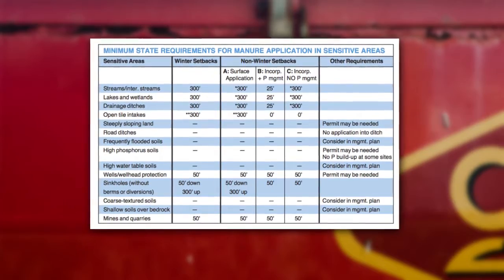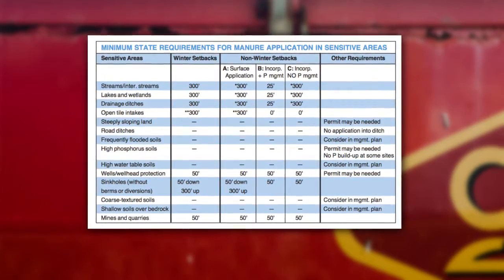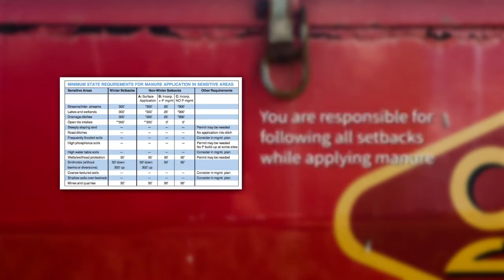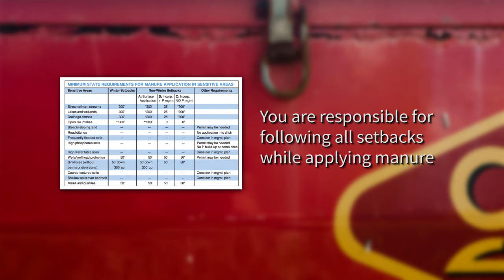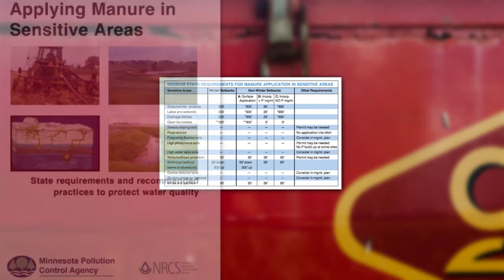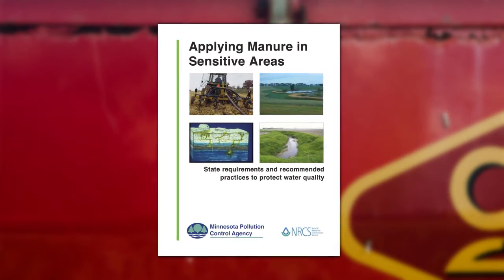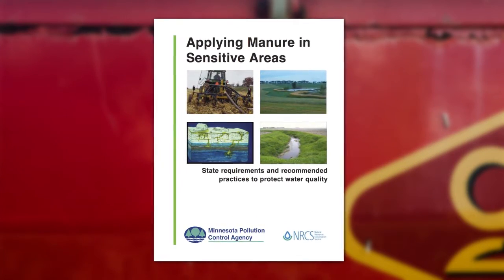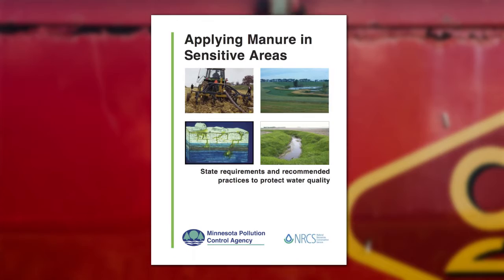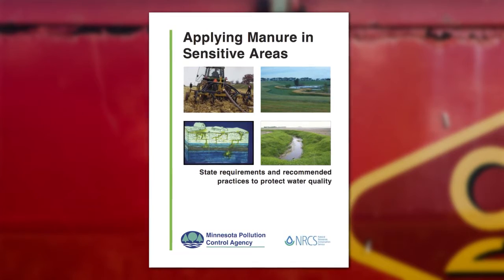You won't be required to memorize all the setback requirements for this training, but you will be responsible for following all setbacks while applying manure. There are many resources and field guides that can help you determine appropriate setbacks, but the best resource is a guide called Applying Manure in Sensitive Areas that explains them well. You can request this guide from any PCA office or from any county feedlot officer. Your company may also have a copy on file.